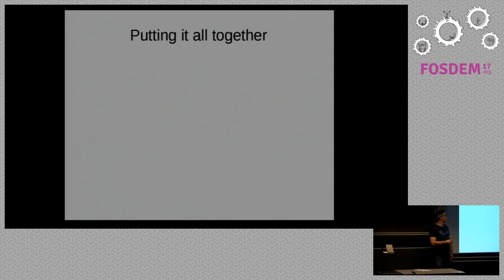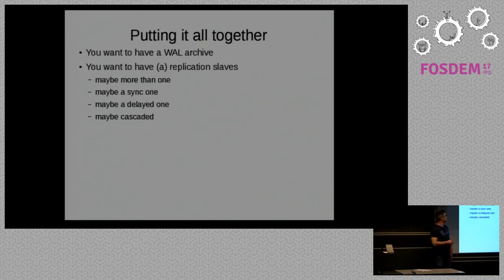You get the idea. So, then let's combine it. You want a WAL archive. You want a replication server, right? Maybe you want more than one replication server. Maybe you want to have one of them or N of them sync. Maybe you want to have a replicated server that is delayed by 30 minutes or maybe even a day or whatever. Maybe you even want to be cascading, like have a sync slave in the same data center and have two more slaves in the other one.